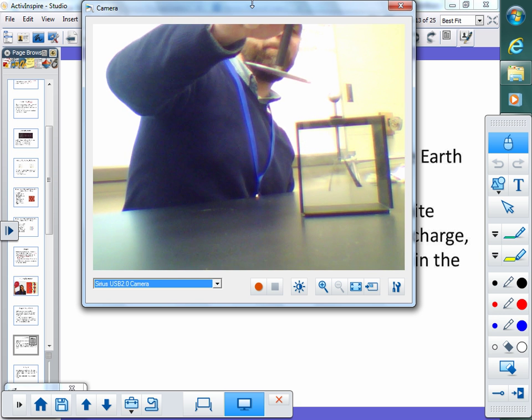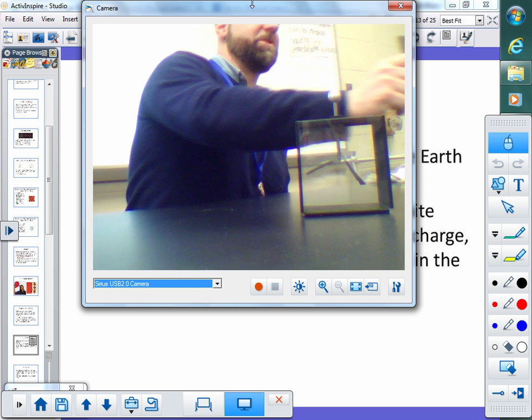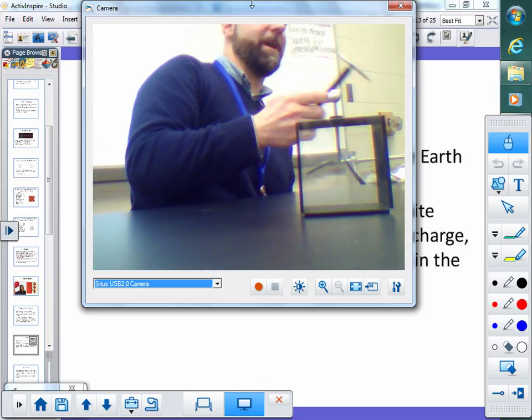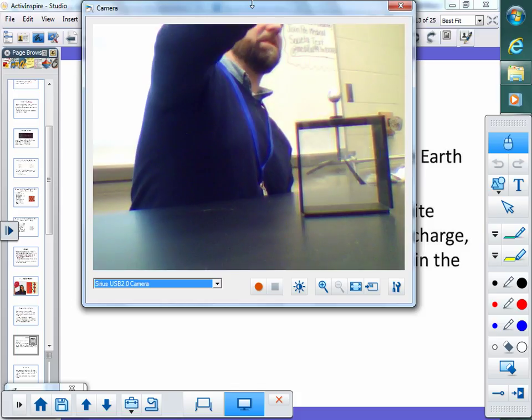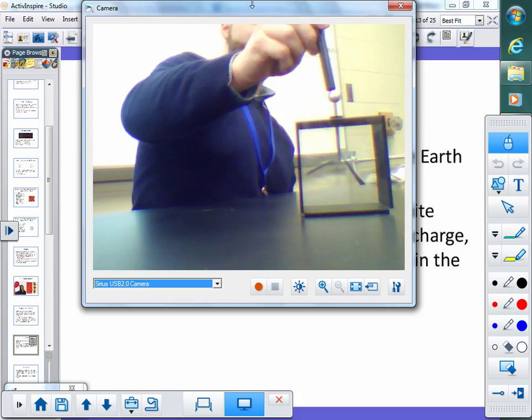Right, ready? Okay, so now they're really charged up, right? They're really far apart, okay? Plastic side of this handle. Nothing happened, right? Okay?